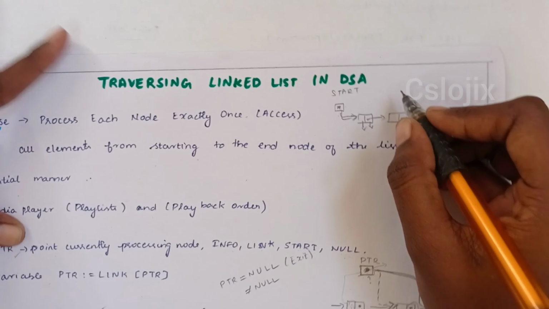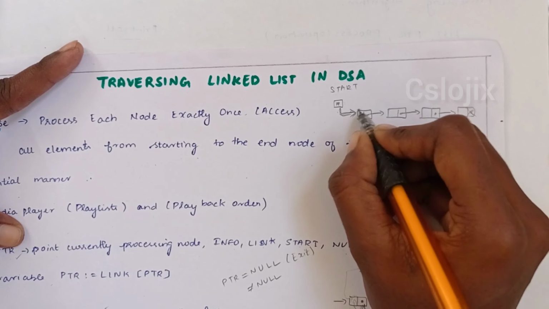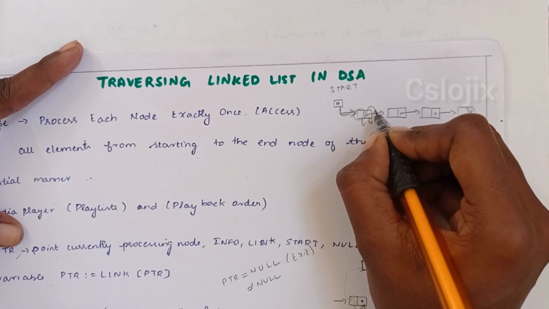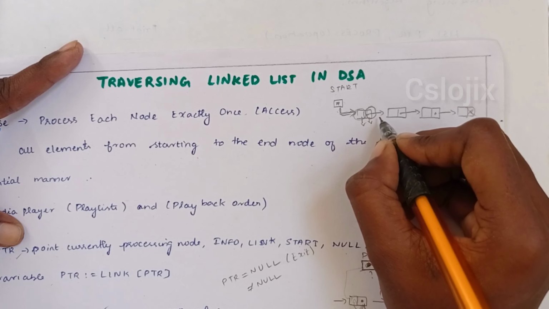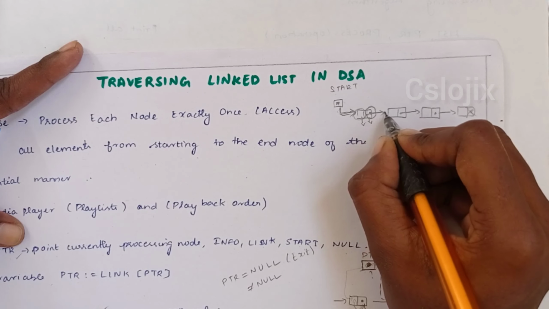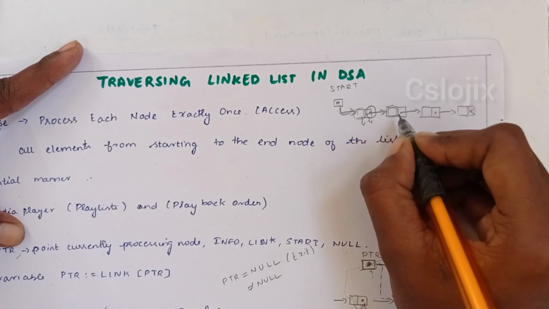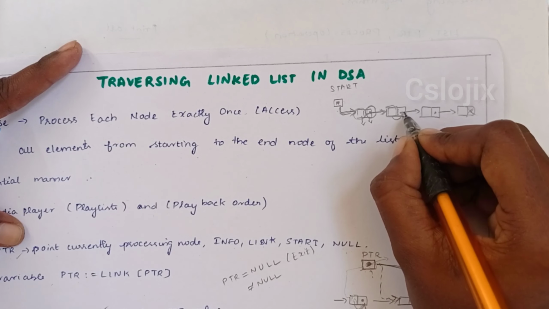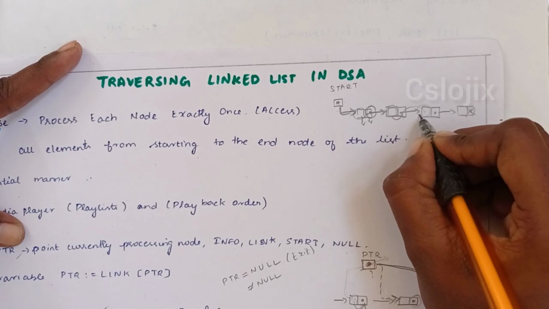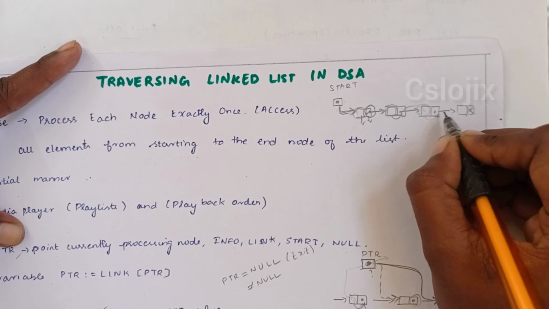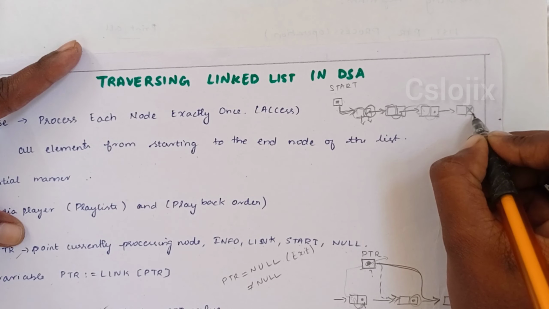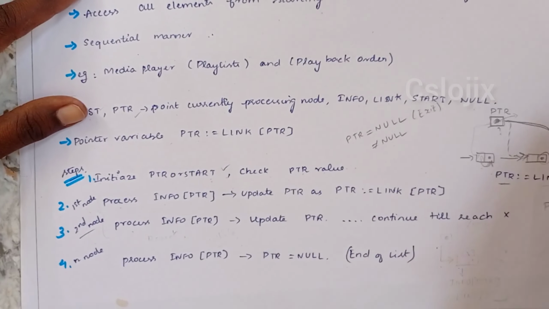So what we are going to do is process this information, again move to this link, and update this link. Once it moves to the link, it will move to the information part automatically. So it will process this information and again update the link. Again move to this information processing, again move to link. This will happen until it reaches the X mark. So this is what we are going to see here.